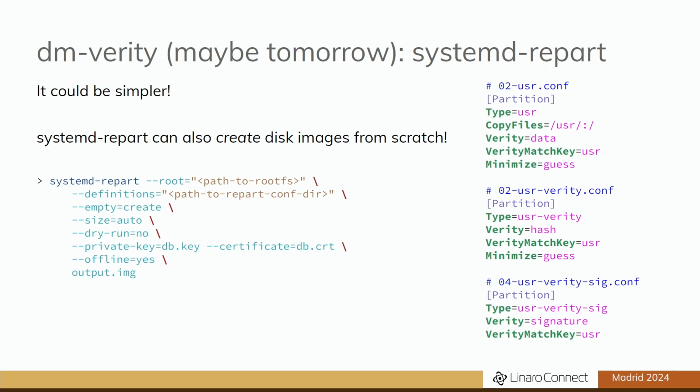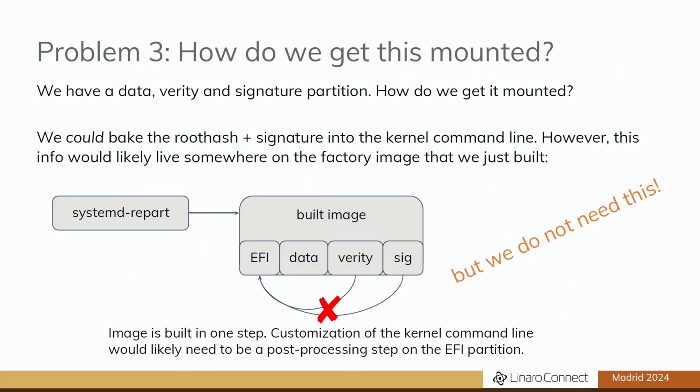It also has support for automatically generating Verity images and signatures. So we just add these partitions. It's a fairly simple configuration format. And then we just call systemd-repart and we get an image that looks the way that we sketched earlier. So we got the system partition added automatically, and we don't need to deal with any of the dm-verity stuff inside there.